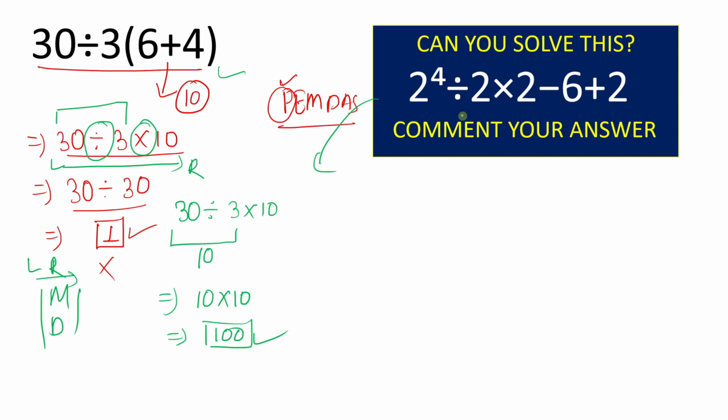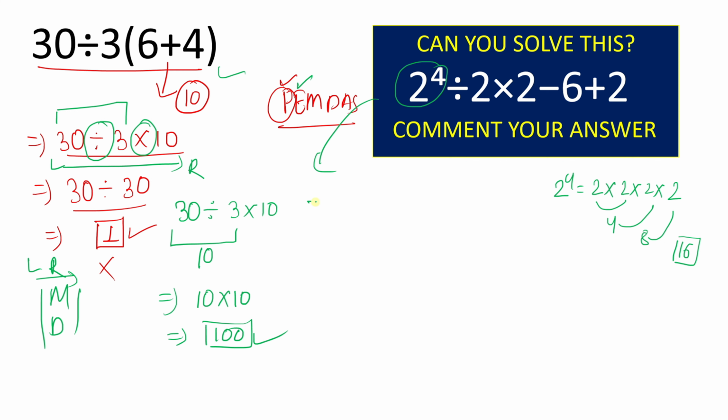And moving to the next question, 2 power 4 divided by 2 times 2 minus 6 plus 2. Here we have to solve this exponent part first, which is 2 power 4. That is nothing but 2 times 2 times 2 times 2. 2 times 2 equals 4. 4 times 2 equals 8. And 8 times 2 equals 16.